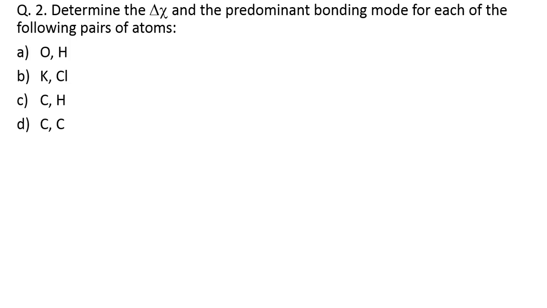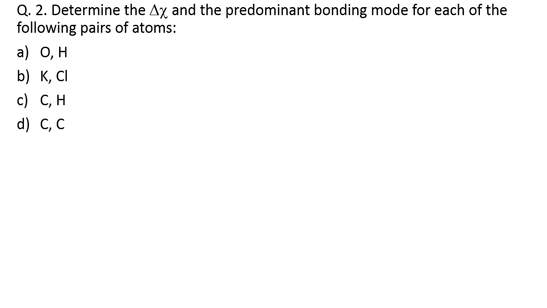Hi folks, this is the fifth and final video for Unit 7, an introduction into bonding. At the end of video 4, I had asked you to try question number 2 in your notes before watching this video. And now I will show you the answers to question number 2, where we will be determining the change in electronegativity and the predominant bonding mode for each of the following pairs of atoms.